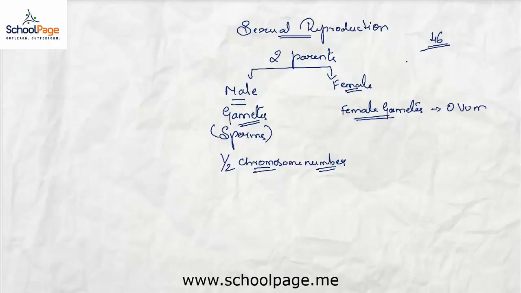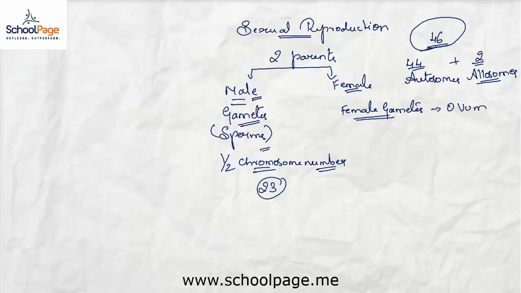Among the 46 chromosomes, 44 chromosomes are called autosomes, and there are two chromosomes which are called allosomes, or they are also called sex chromosomes. This is the total number of chromosomes present in any human cell, but gametes will contain only 23 chromosomes. The male gamete or the sperm of a human will contain 23 chromosomes. The female gamete or the ovum will contain 23 chromosomes.